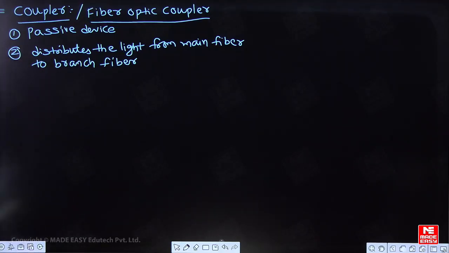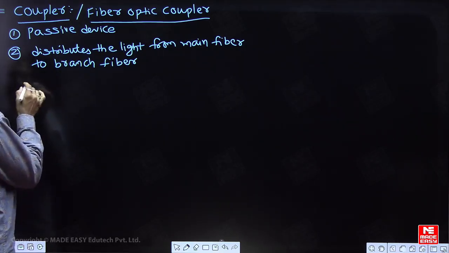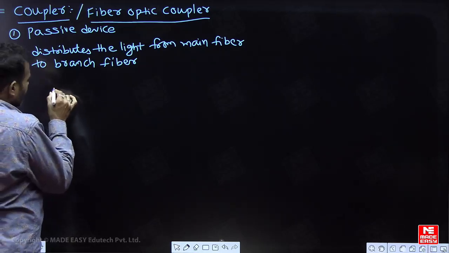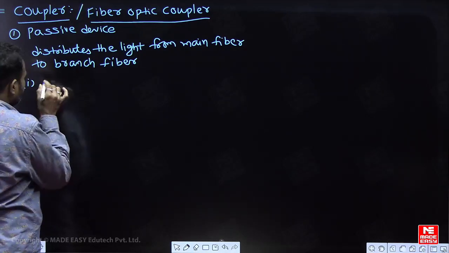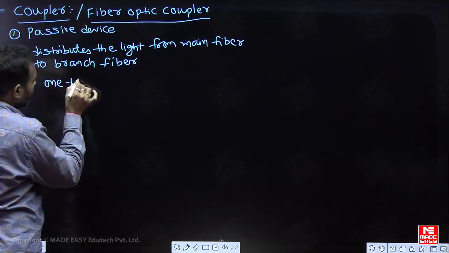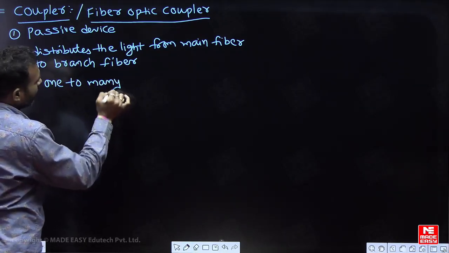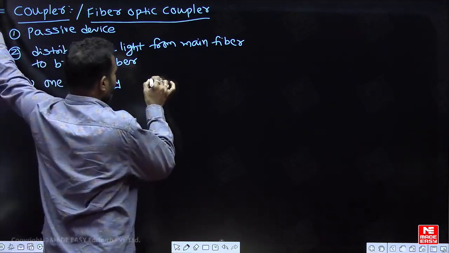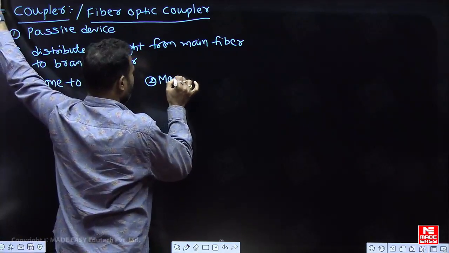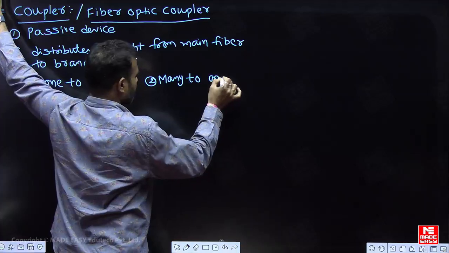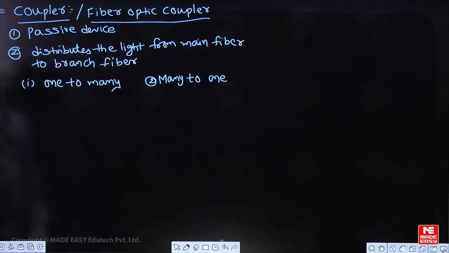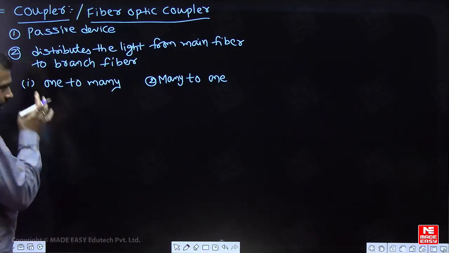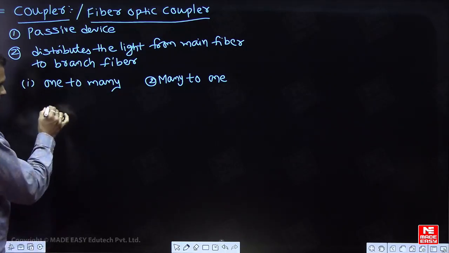Whenever we talk about the coupler, there are two types of operations. The first one is the one to many coupler, bhaiya. The second one is the many to one coupler. First one is called one to many coupler, second one is called many to one coupler.